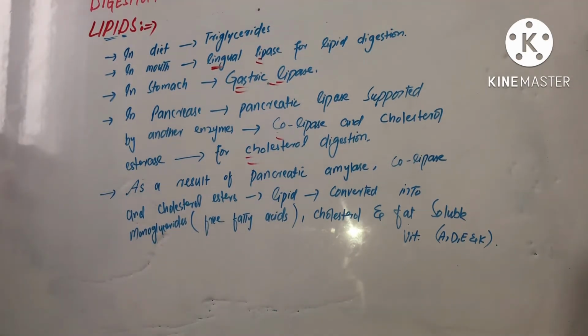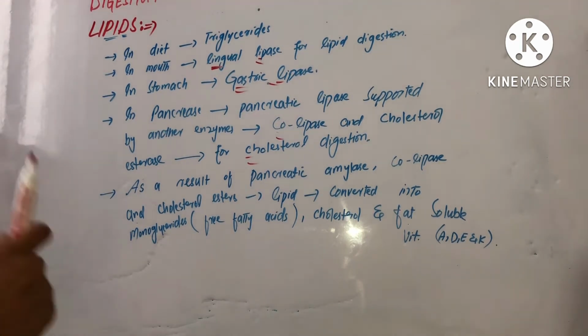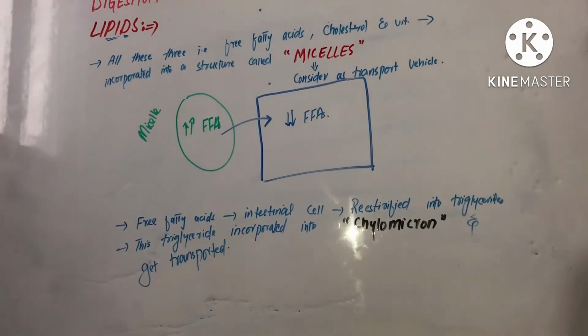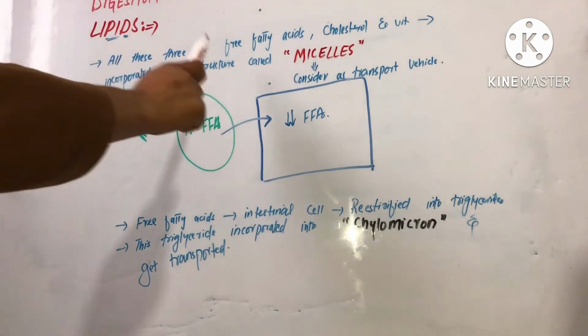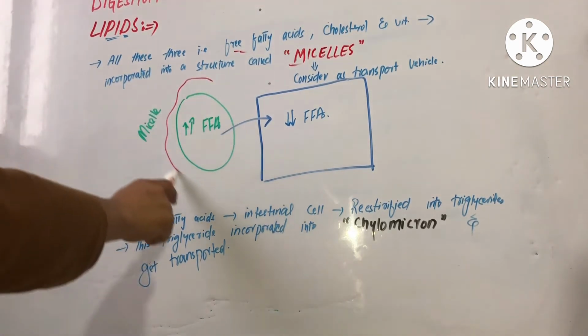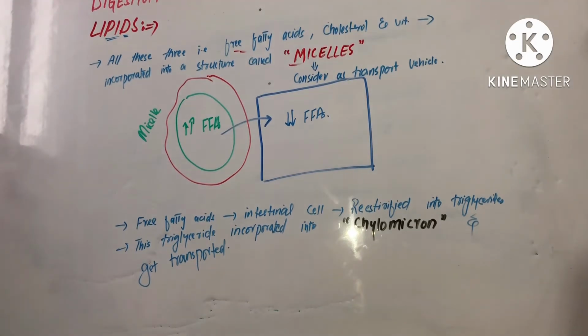So as a result of the action of pancreatic lipase, colipase and cholesterol esterase, the lipids are converted into free fatty acids, cholesterol and fat soluble vitamins, that are vitamin A, vitamin D, vitamin E and vitamin K. Now all these three, free fatty acids, cholesterol and vitamins, are incorporated into a structure called a micelle, and this micelle is considered a transport vehicle.